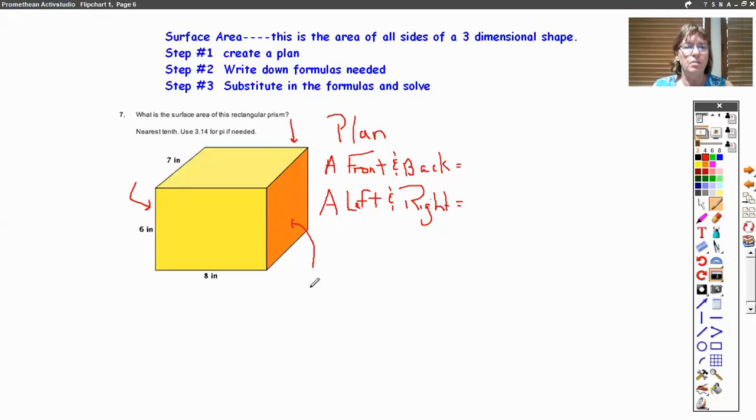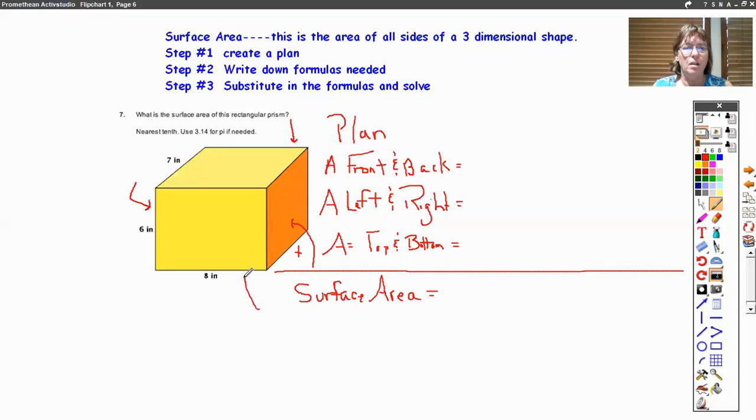And then the last ones, I'm going to take the area of the top and the bottom. Okay? All right. And then what I'm going to do is add them all up, and when I add them all up, I'm going to get that surface area. Here's the bottom, and here's the top right here. And I know that these and these are the same, right?